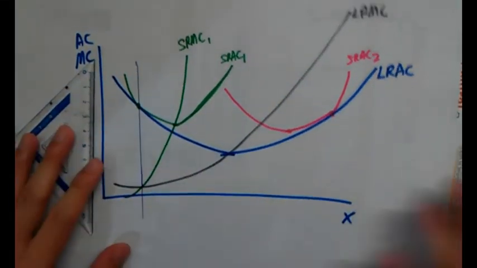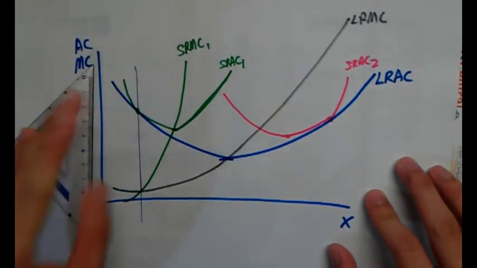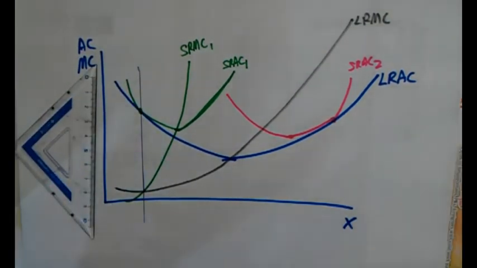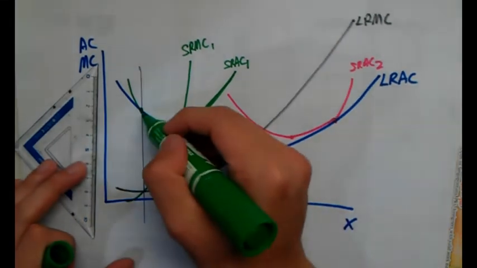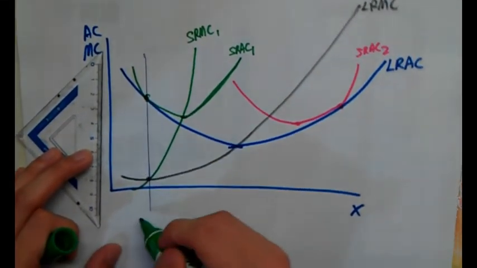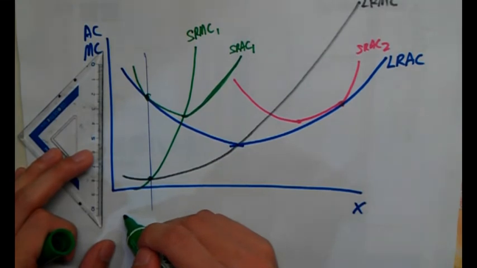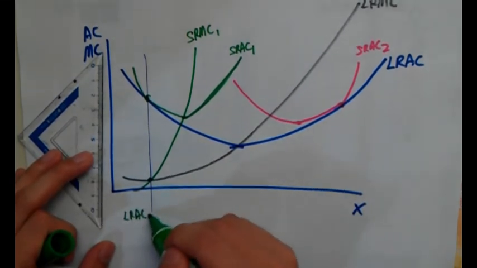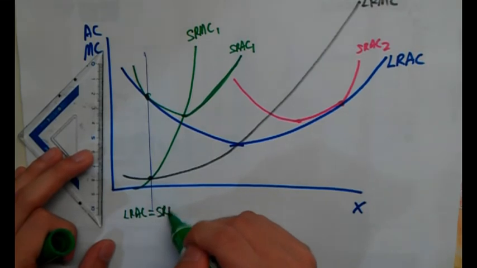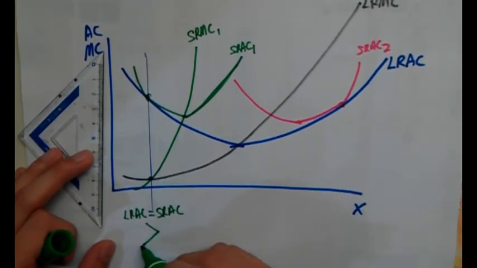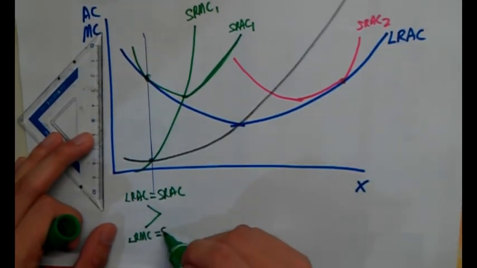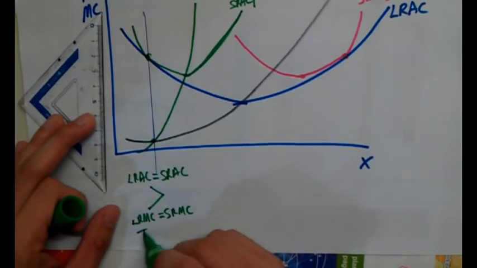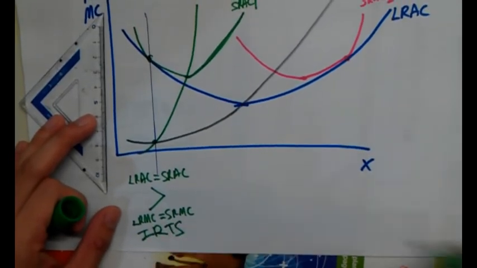At this side over here, it shows that the firm is currently going through increasing returns to scale. I say again, increasing returns to scale. So when this point and this point, take note of this, when the LRAC equals SRAC is more than the LRMC equals SRMC, this is increasing returns to scale.